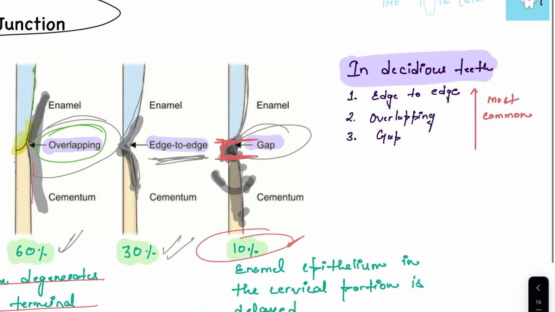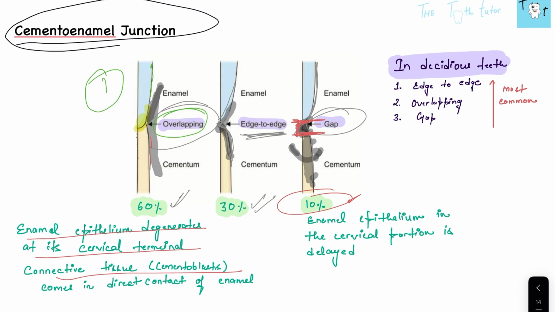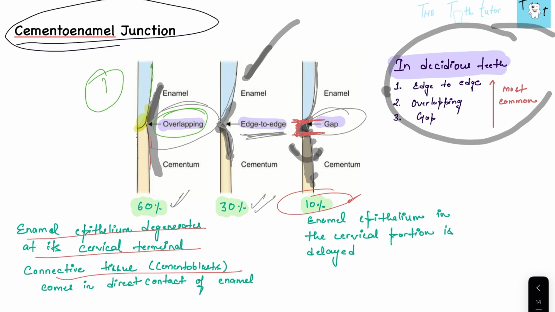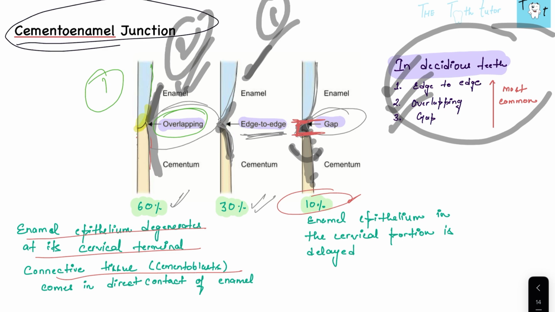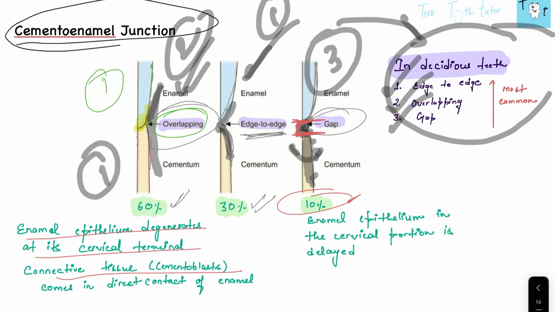Now there is a difference between the occurrence in deciduous teeth. In the deciduous teeth, the most common type is the second type, edge to edge. The overlapping type is the second most common. So this is the first, this is the second, and this is the third most common in children, in deciduous teeth. In adults, this is the first most common, this is the second, and this is the third.